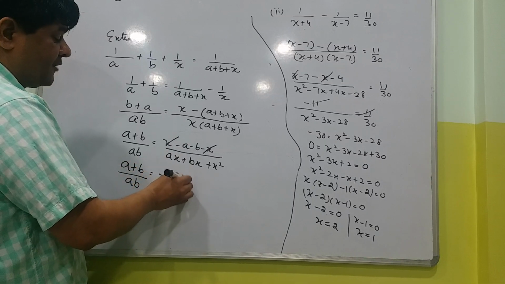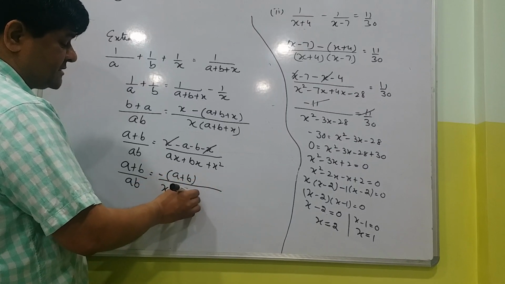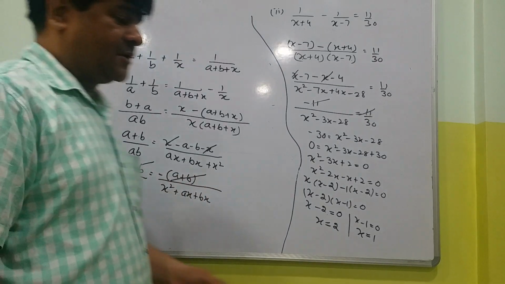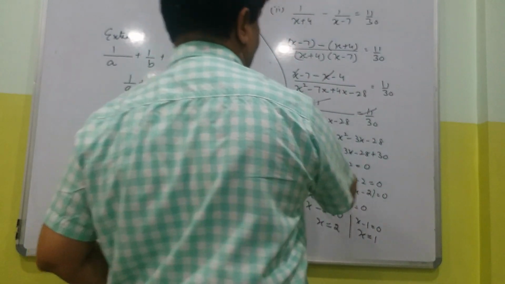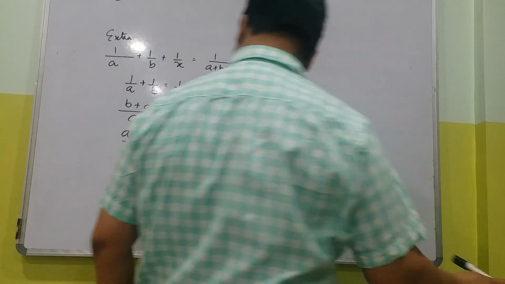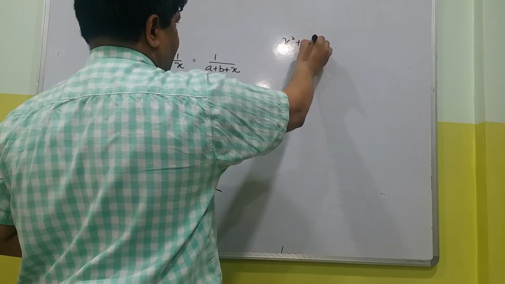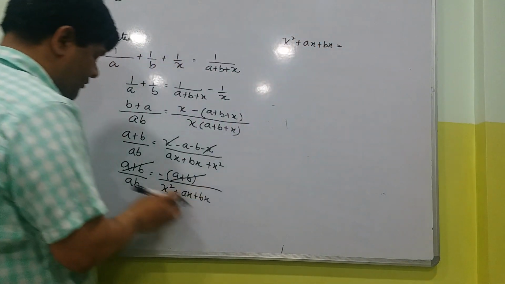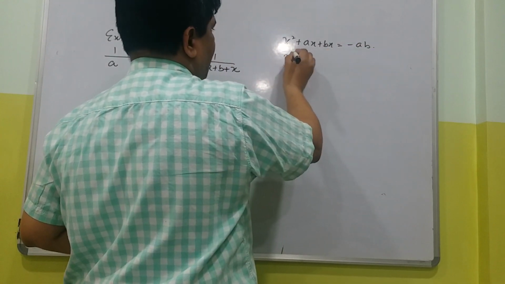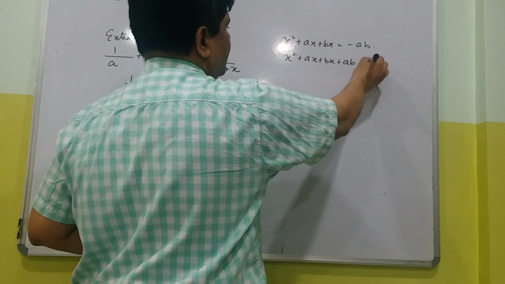Minus you take common, after the negative sign will change, x square plus ax plus bx. So a plus b will cancel. Now you cross multiply them. x square plus ax plus bx, when you cross multiply this will be equal to minus ab. So x square plus ax plus bx plus ab equal to 0.